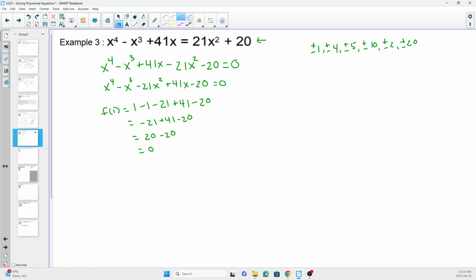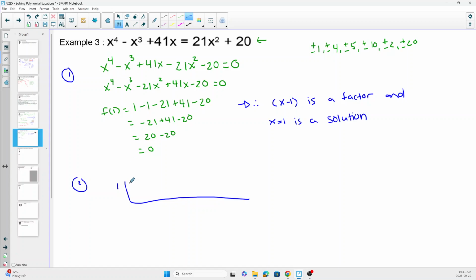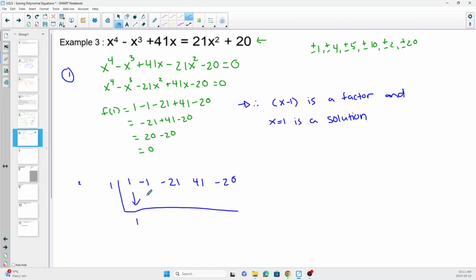So what we've confirmed is that x minus 1 is a factor and x equals 1 is a solution. So we're going to use synthetic division. This is step 1, and this is step 2. We're going to put the positive 1 over here, and we have to get all of our coefficients. So we have positive 1, negative 1, negative 21, positive 41, negative 20. Bring this down. 1 times 1 is 1.